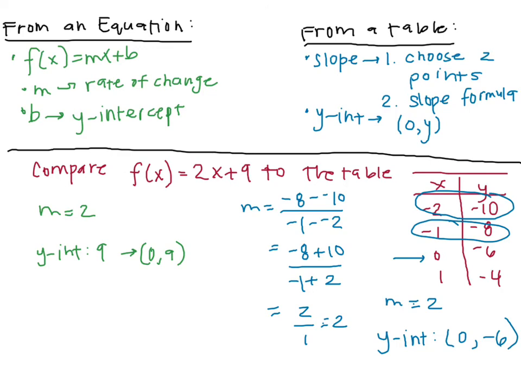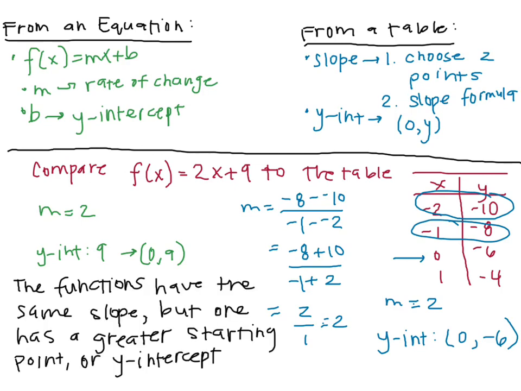Now let's just compare these two functions to one another. The first has a slope of 2. The second also has a slope of 2. The first has a y-intercept of 9, and the second has a y-intercept of negative 6. So I said the functions have the same slope, but one has a greater starting point, or y-intercept.